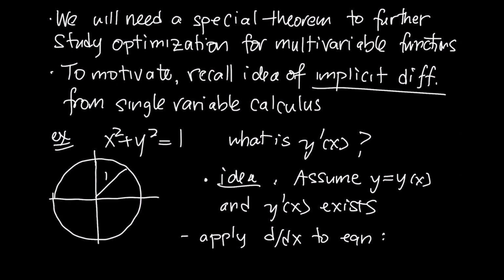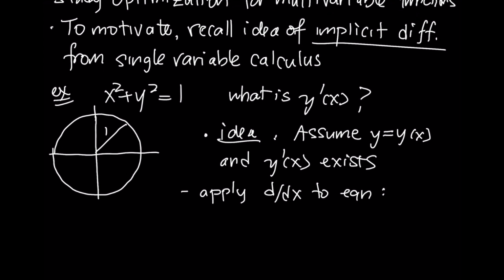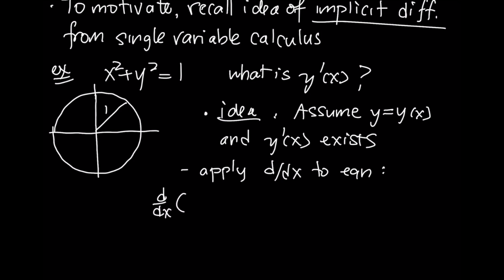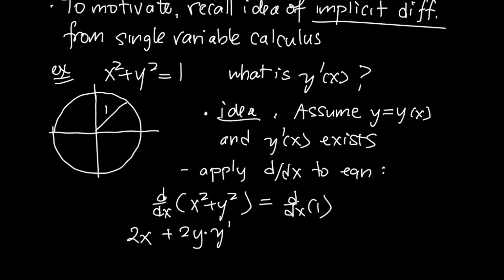Now, in order to apply the method you use in Calc 1, you make an assumption that y can be written as a function of x. X would be the independent variable and y would be a dependent variable or a function. And then you make a further assumption that y prime exists. Once you make those assumptions, then you differentiate both sides of the equation. You would apply linearity and the chain rule and you'd get 2x plus 2y times y prime equals 0.